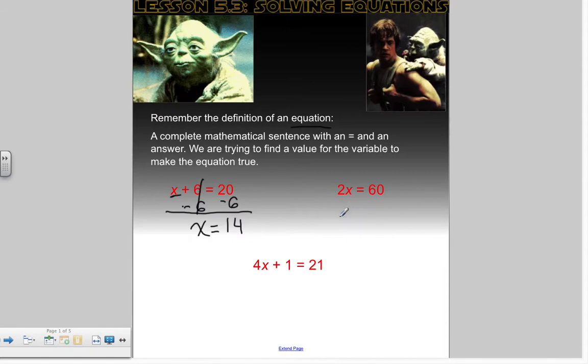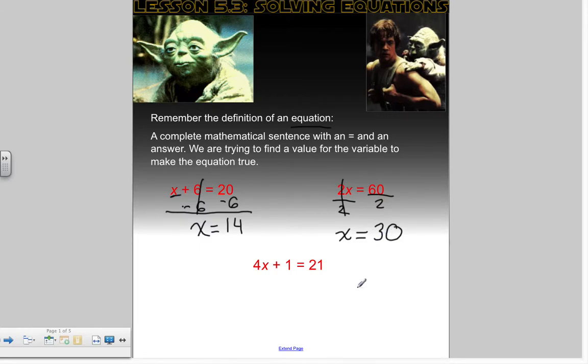Okay, 2 times x equals 60. Well, let's think about that. 2 times what number gives me 60? x should equal 30, because 2 times 30 is 60. What math did you do to get that? Well, actually, you divided both sides of this equation by 2. Kept it in balance, did the same thing on both sides. 2 divided by 2 is equivalent to 1, so that gives me x by itself, or 1x. 60 divided by 2 gives me 30, and I get the value of my variable.